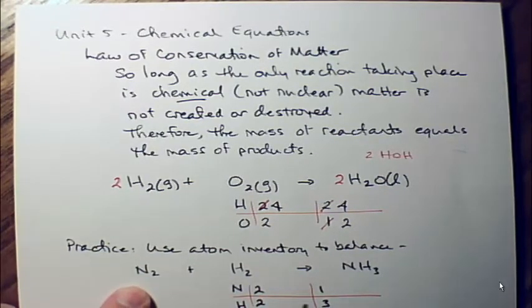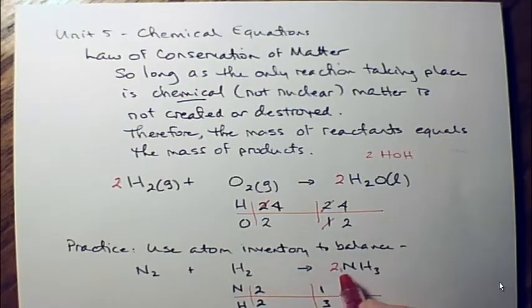Okay, so I'll go through it with you now. I can see that I've got one nitrogen on the right and two on the left. The way that I'm going to fix that is to put a two in front of the compound that contains the nitrogen. And that means I'm not only changing the number of nitrogens, but I'm also changing the number of hydrogens. Now, I've been doing this a while, so I'm going to recommend that you do it the same way because I found this to work very well for most people when they do it this way.